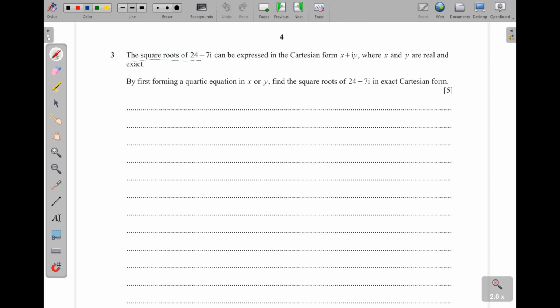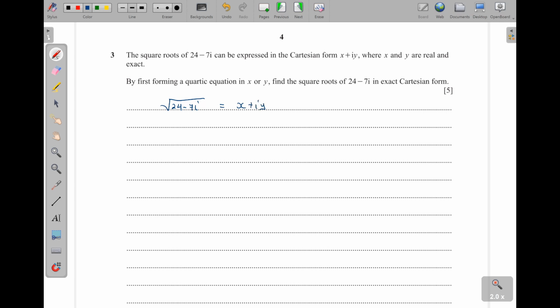Number 3, the square roots of 24 minus 7i can be expressed in the Cartesian form x plus iy, where x and y are real and exact. So if they say exact, that means we can get the square roots there, we leave them there in the surd format. So by first forming a quadratic equation in x or y, find the square roots of this in the exact Cartesian form. Now, if we are having a complex number, the square root of that complex number is also a complex number. So if I have the square root of this 24 minus 7i, this one will give us that complex number, which is x plus iy.